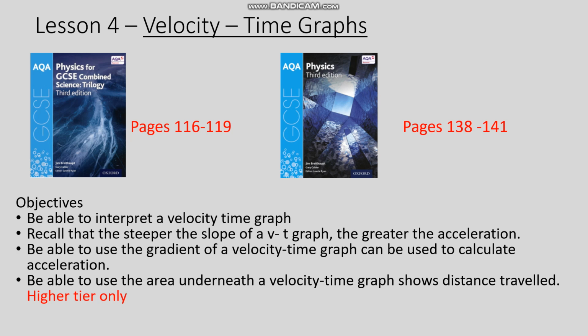This video is for lesson 4 of the GCSE motion topic entitled Velocity Time Graphs. By the end of the lesson you should be able to interpret a velocity time graph. Recall that the steeper the slope, the greater the acceleration. Be able to use the gradient of a VT graph to calculate acceleration, and if you are doing the higher paper, use the area underneath the graph to calculate the distance travelled.